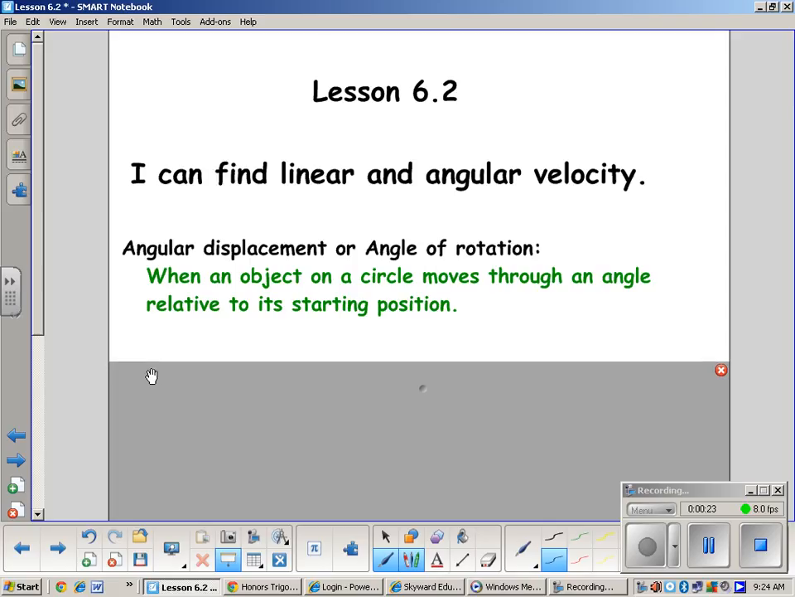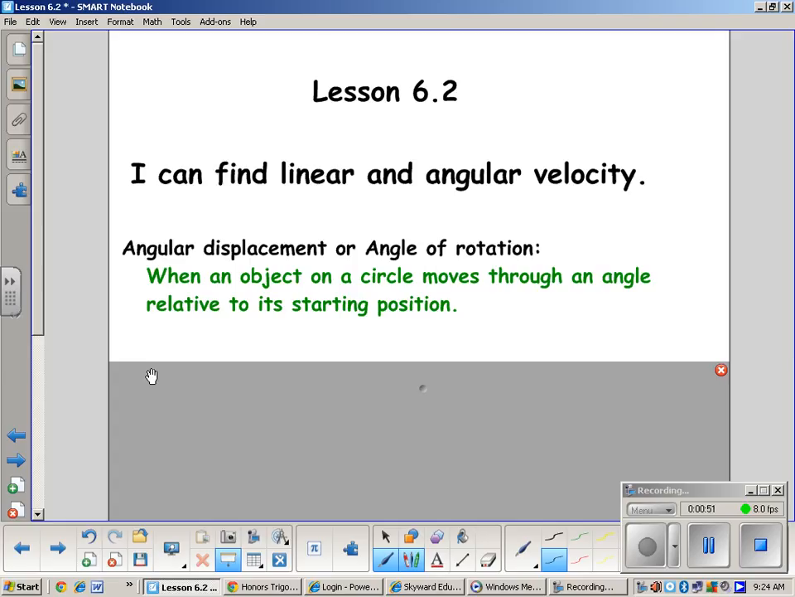Angular displacement, or angle of rotation. First of all, notice it's not angular velocity. Many of these concepts today are very, very similar, yet they're not the same, and that makes them a little bit confusing. So I'll do the best I can to help you understand the language and understand the physics of what's happening here.